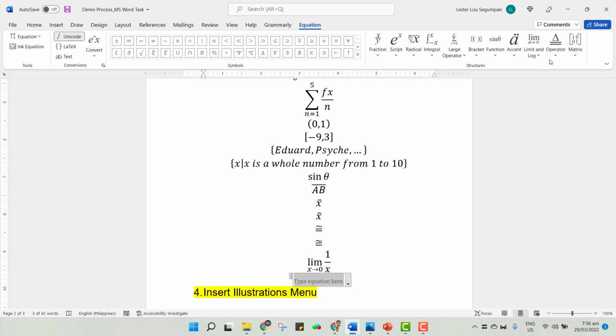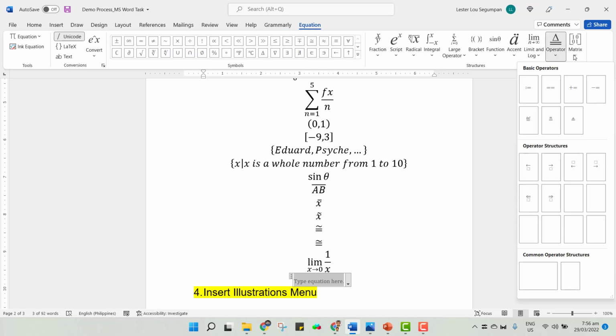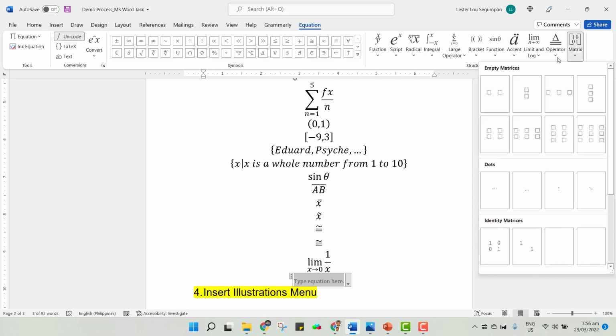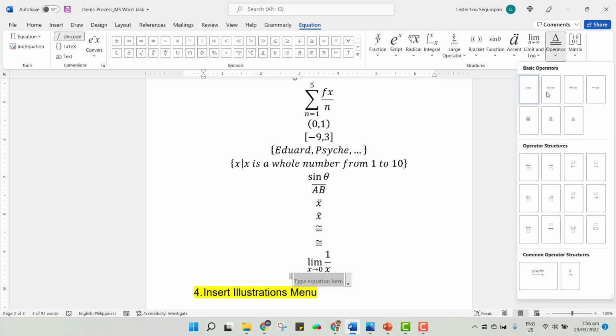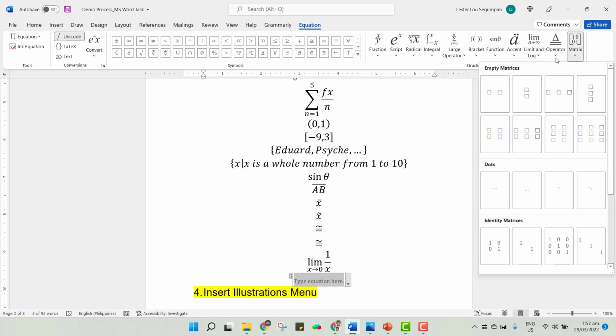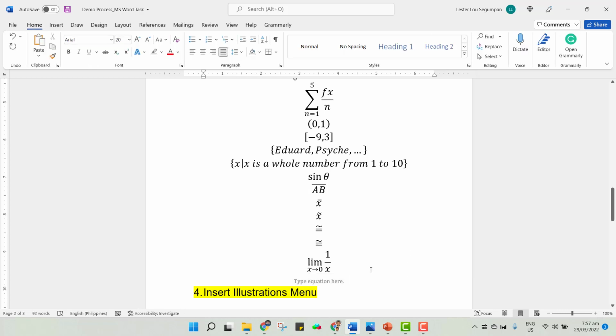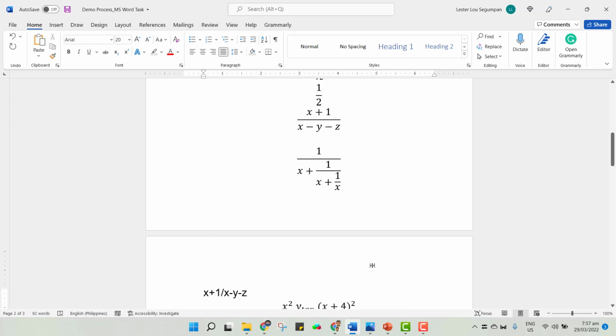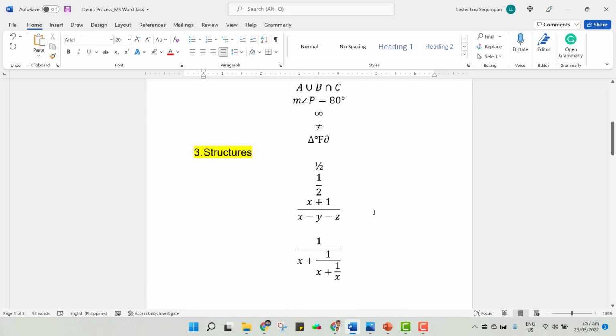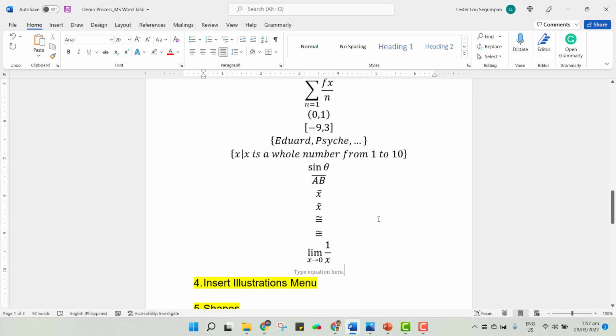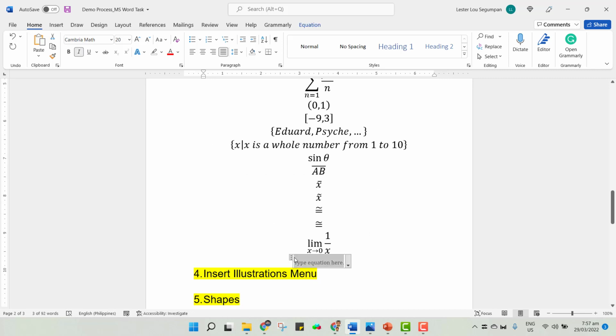Other structures are for operators and matrices, but basically we don't use them much when we talk about junior high school now, but they are just there for you to use. So these are some of the structures that you could use as you make your equation. Again, very important, especially in our class, our test item.